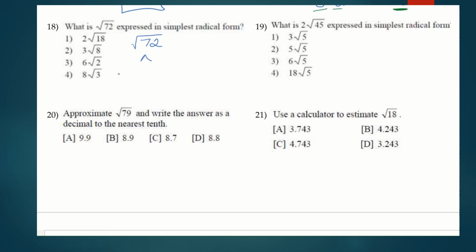So in this case, I can break apart 72 into 36 times 2. And the square root of 36 is 6, so we get 6 root 2. So answer choice 3.